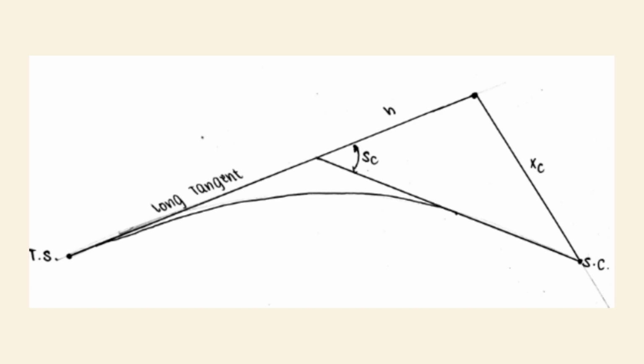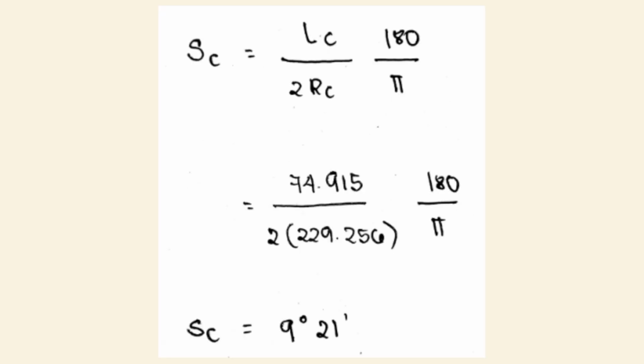Next, for C, we are to determine again the length of the long tangent. So like before, we need to find the value of h. From the figure, h is needed since we just need to subtract the value of h from 73.60 meters to get the value of the long tangent. So using the same process, let's solve first for the spiral angle and the offset distance.